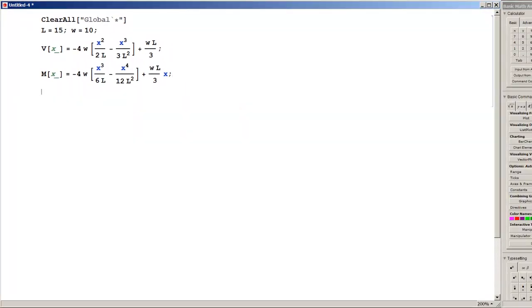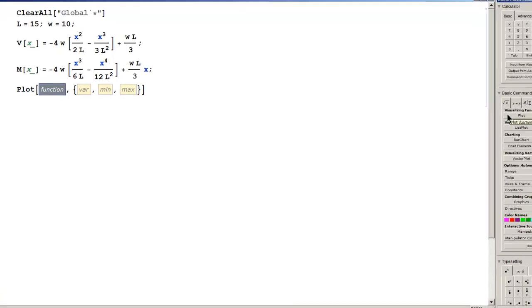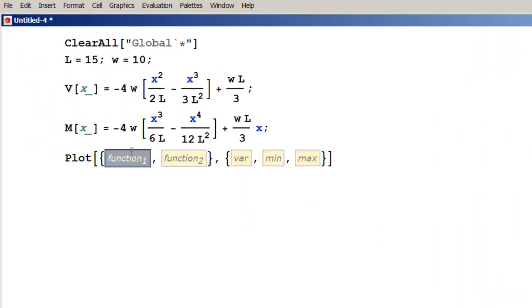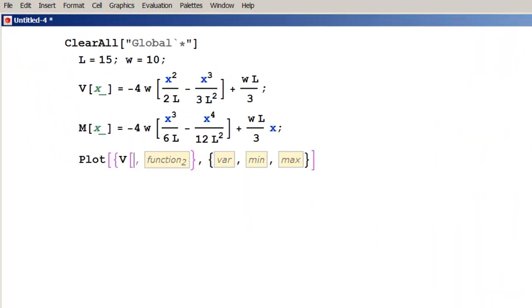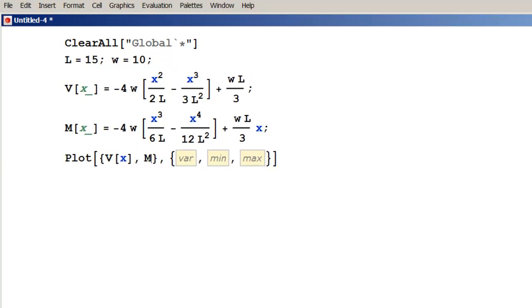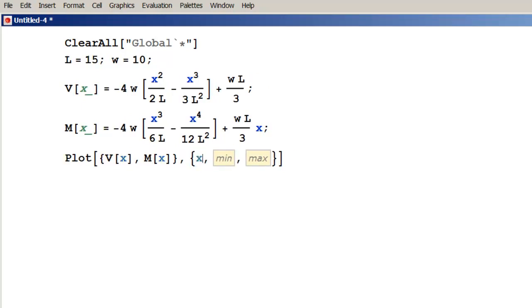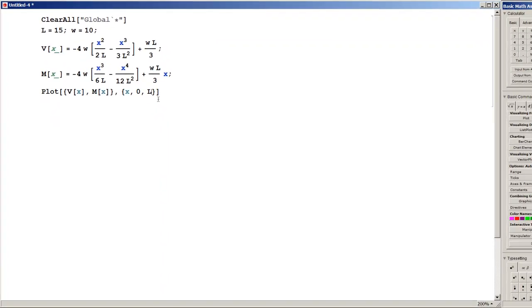Okay, and now I will tell Mathematica to plot not this function. I'm going to use two functions on the same plot. The first one is basically V of x. The second one is M of x. The variable, of course, is x, and the minimum is 0, and the maximum is L. So I'm plotting from 0 to the end of the beam L. The variable is x, and one would say, what about the W and the L? I already defined in the line that L equals 15 and W equals 10. So let's cross our fingers and hope the whole thing is gonna work.